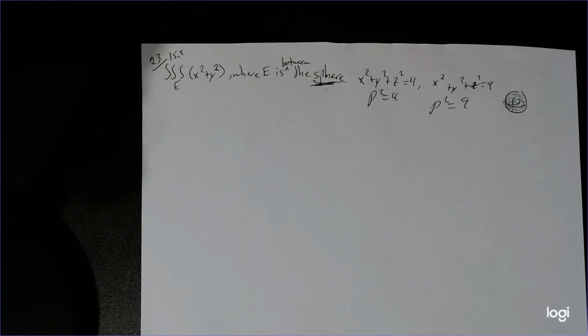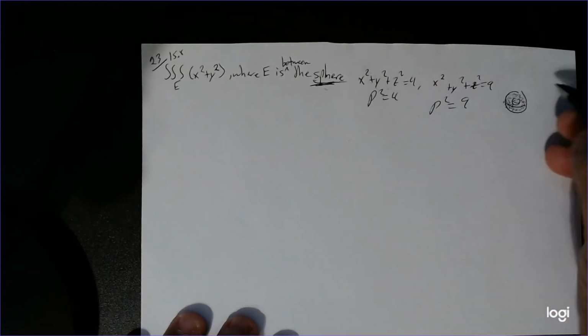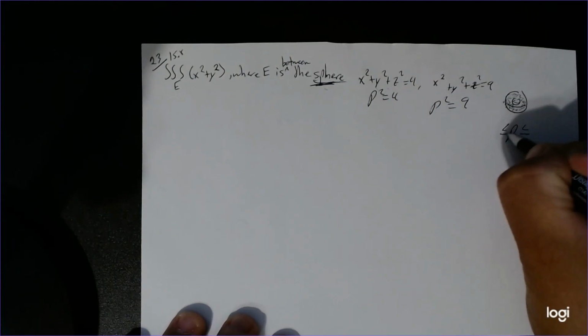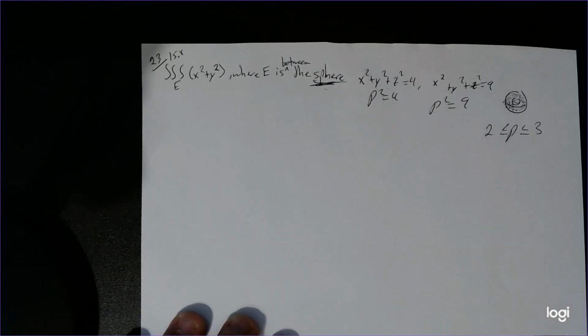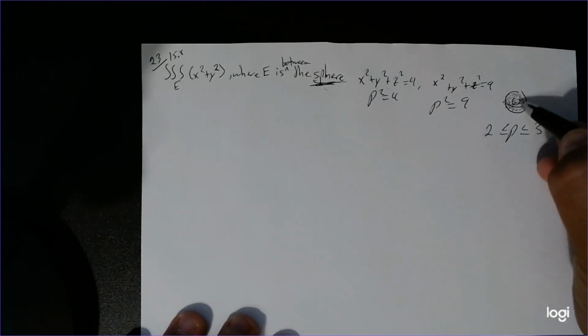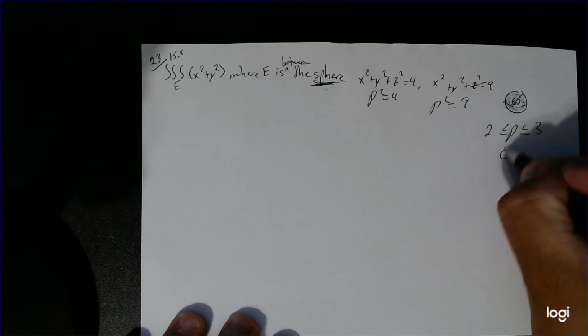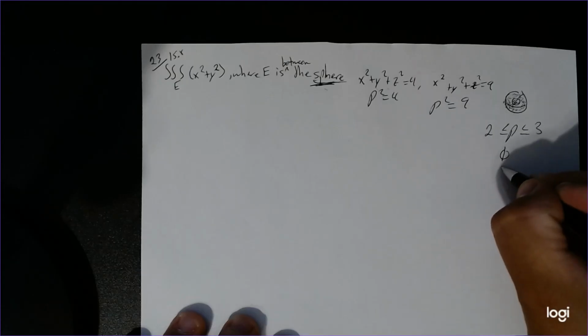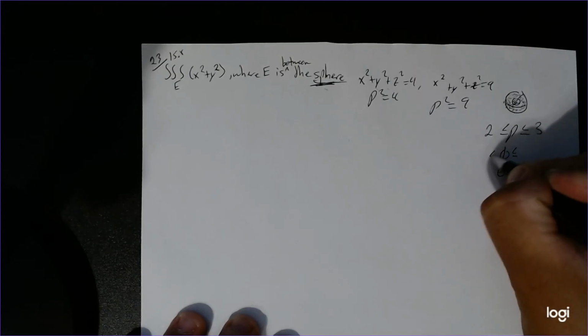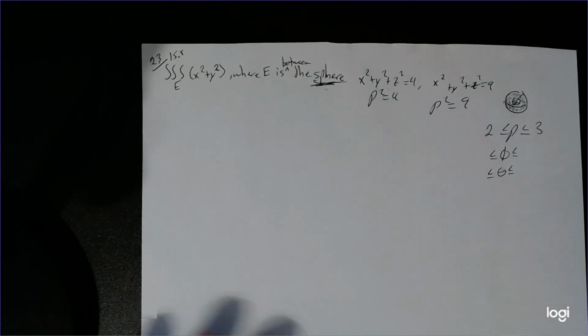Okay. We're going to need x squared, so that too. Okay, so that means rho is bounded between 2 and 3. Which makes sense. This is radius of 2. This is radius of 3. Okay. We need phi and theta. Well, the good thing is it's a sphere, right? So theta should go all the way around, which is nice.